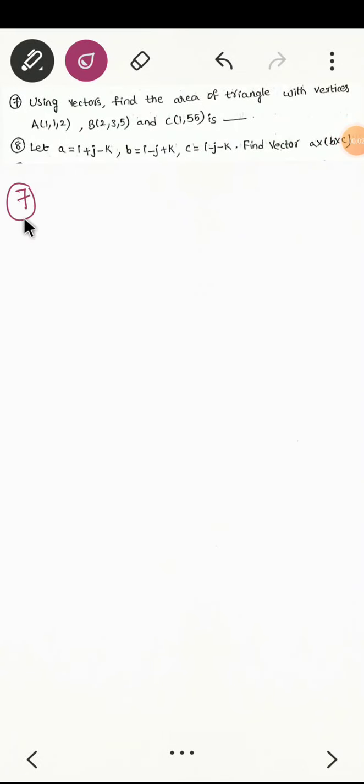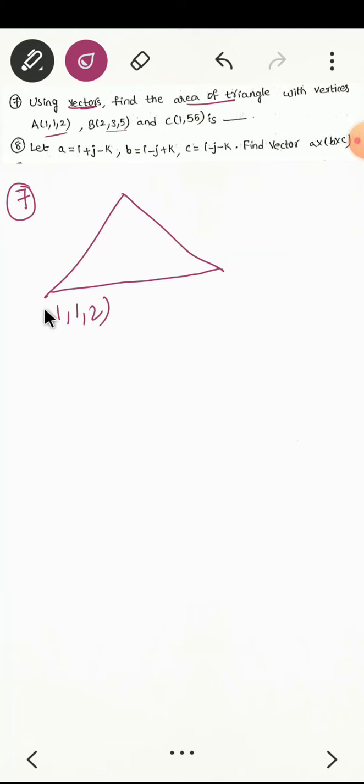So problem number 7: using vectors, find the area of the triangle with the given vertices. Using vectors only, you have to find the area of the triangle. They have given three vertices: A is 1, 1, 2; B is 2, 3, 5; and C is 1, 5, 6.